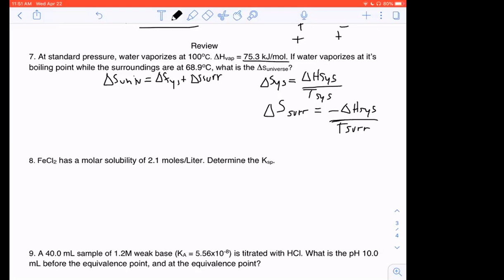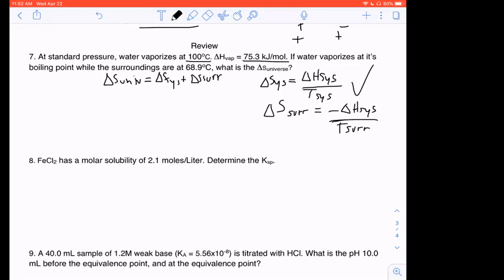This is where you have to think about then, so T of the system versus T of the surroundings. So because water always vaporizes at 100 degrees Celsius, we can assume, and I guess it's given here as well, that the water is vaporizing at this 100 degrees Celsius value. So that's going to be the T of the system when this takes place. So when I say it's vaporizing at its boiling point, that means the temperature of the water is going to be 100 degrees Celsius. The surroundings in this case then are going to be 68.9 degrees Celsius.